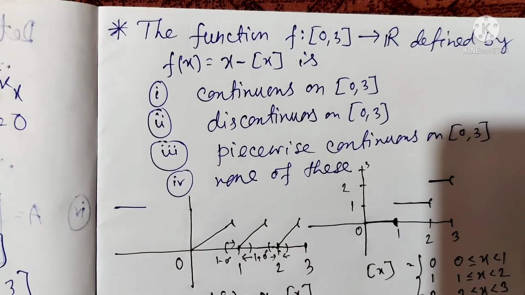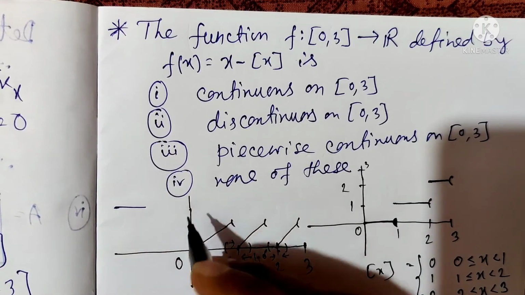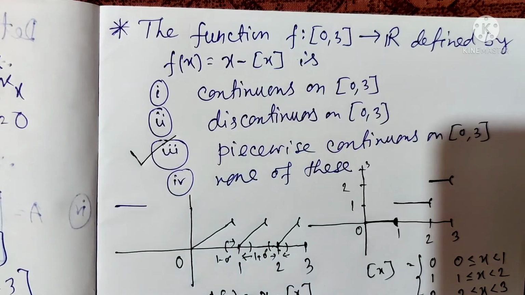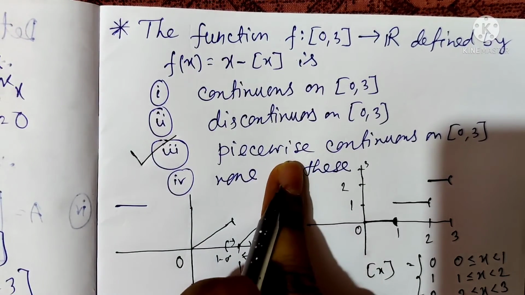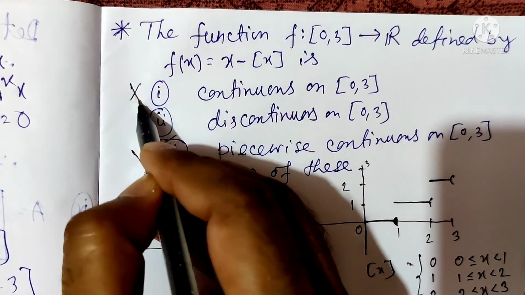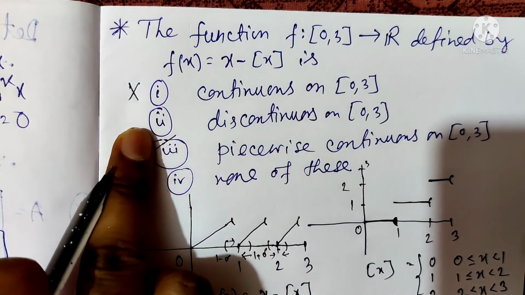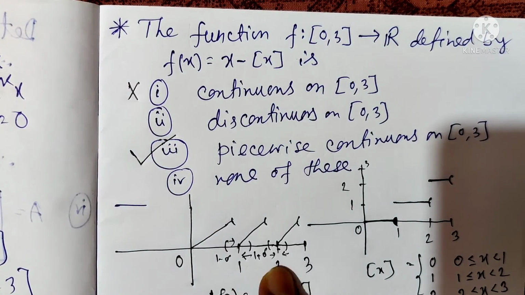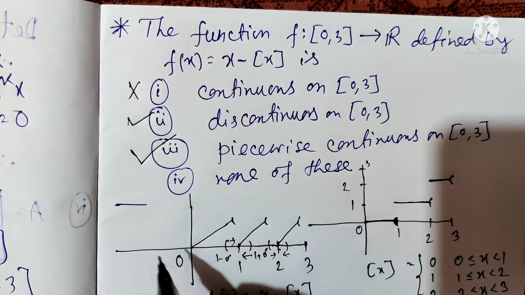Therefore this function is discontinuous obviously, but it is piecewise continuous. This type of function is called piecewise continuous. So this option is the true option, piecewise continuous on 0 to 3. Is it continuous? No, this is not continuous. This is discontinuous on 0 to 3 because the points of discontinuity are 1, 2, and 3, and none of the others is a false statement.